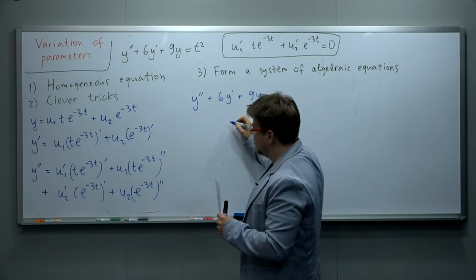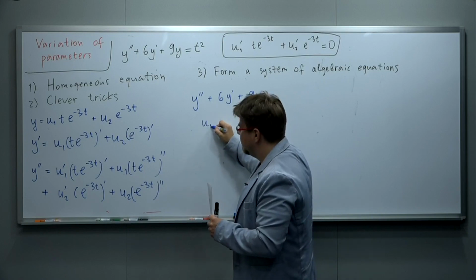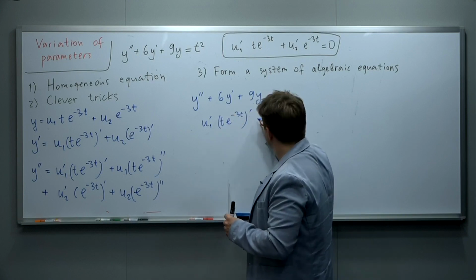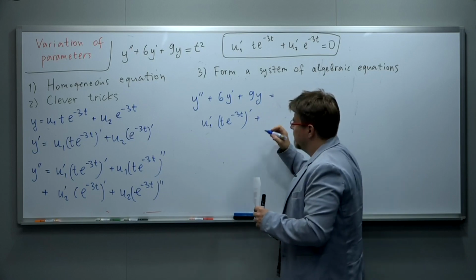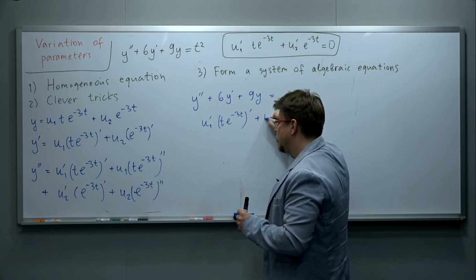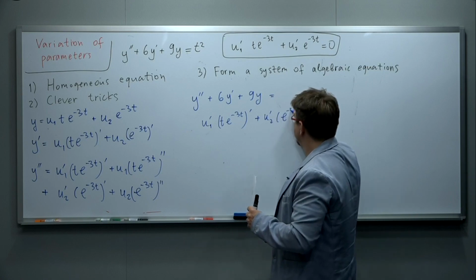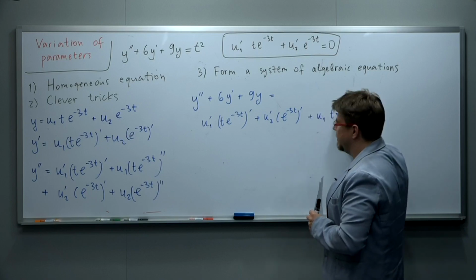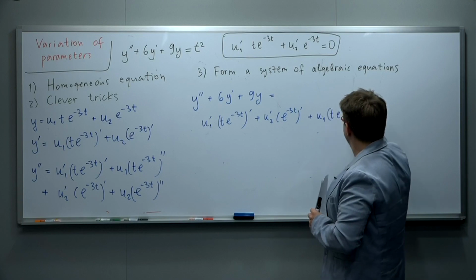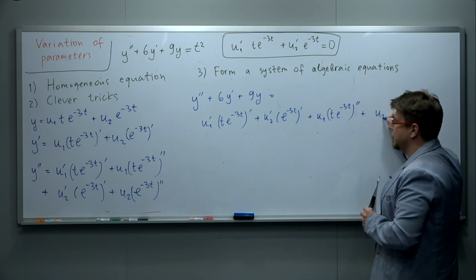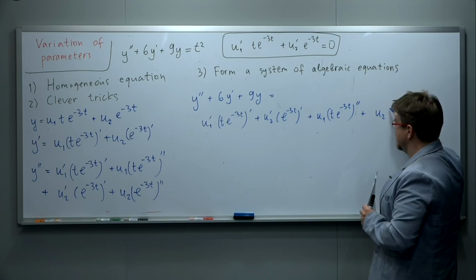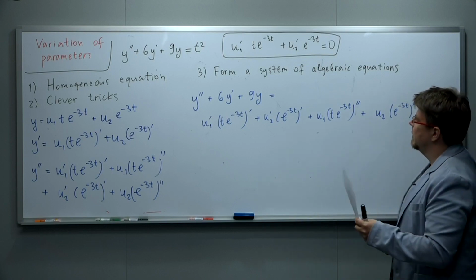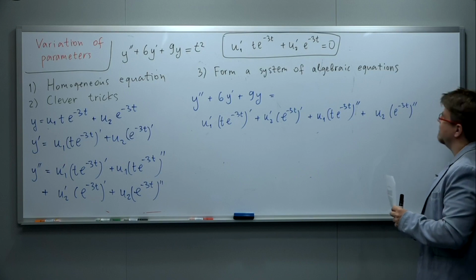So let me write it as follows. I'm going to write u1 prime times (t e to the minus 3t) prime first, plus u2 prime times (e to the minus 3t) prime, plus u1 times (t e to the minus 3t) double prime, plus u2 times (e to the minus 3t) double prime. And so that's my y double prime.